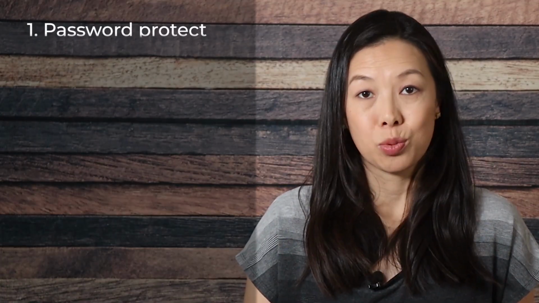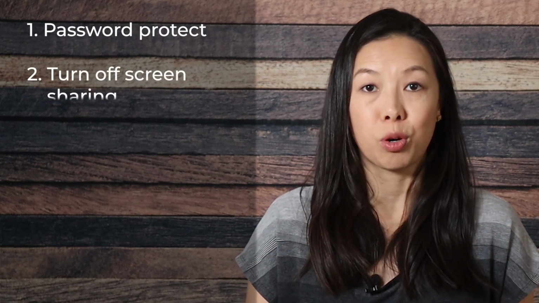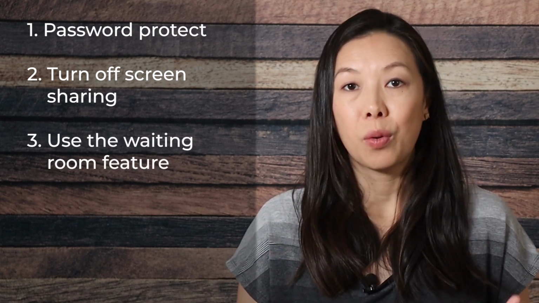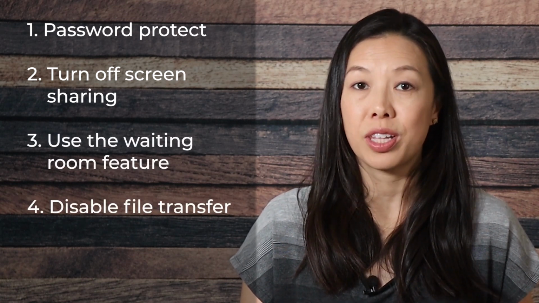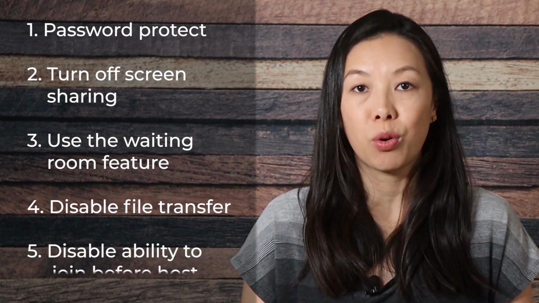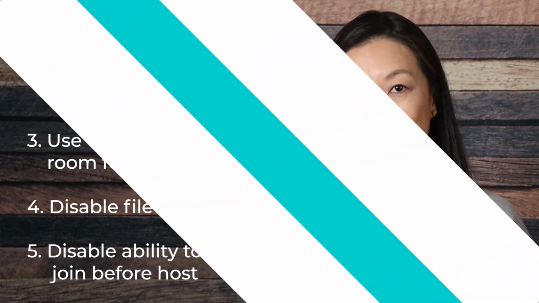First, add a password to your class. Second, turn off screen sharing for participants. Third, use the waiting room feature. Fourth, disable file transfer so that there's no digital virus sharing. And fifth, disable join before host so that people can't cause trouble before you arrive at your meeting.